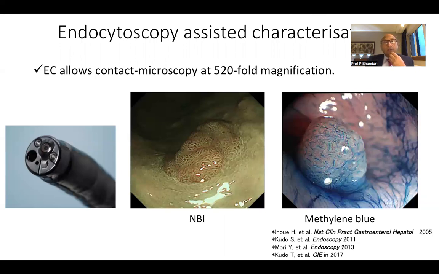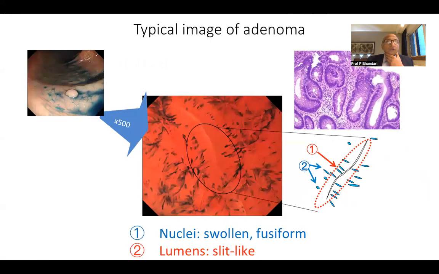So technology comes back to help us here. This is an endocytoscope from Olympus, which produces 520-fold magnification. And you see here, when we use this kind of technology, I hope my videos will work on the next one. Let me show you.